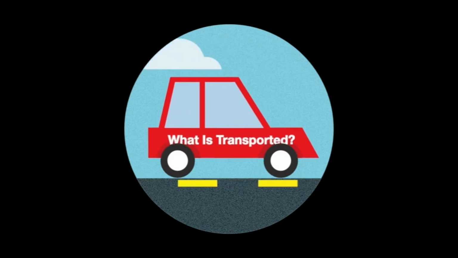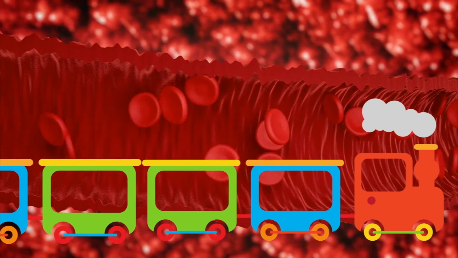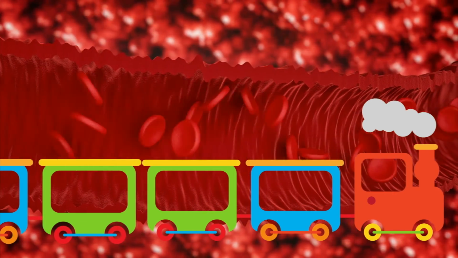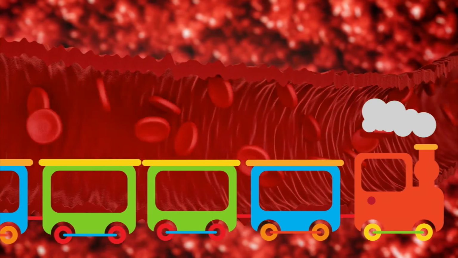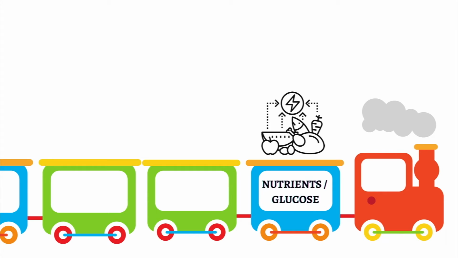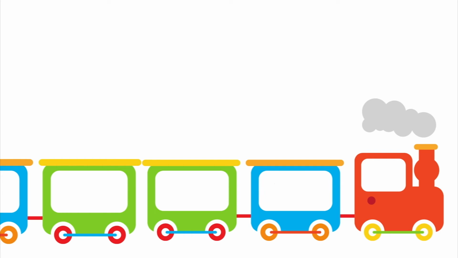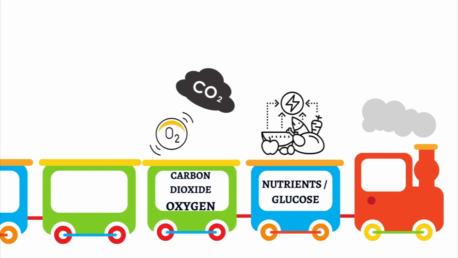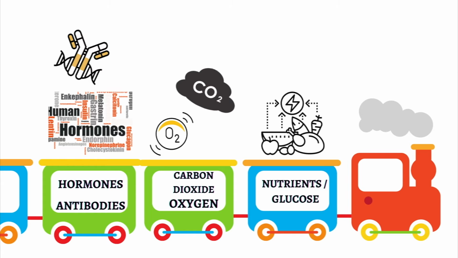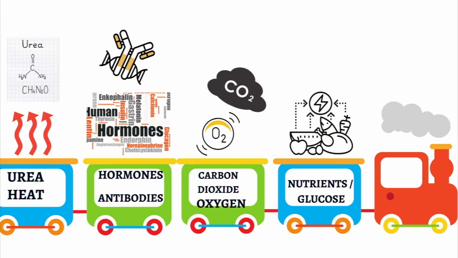Now that we know why we need a transport system, let's look at what is transported. The circulatory system carries substances from place to place within the body. For example, glucose enters the blood that flows through the small intestine when you are absorbing a meal. Glucose is not the only substance transported by the blood. There are many more. Nutrients, water, oxygen, carbon dioxide, hormones, antibodies, urea, and even heat are transported around the human body.